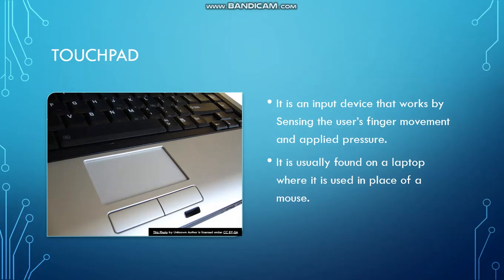Touchpad. A touchpad is an input device that works by sensing the user's finger movement and applied pressure. Basically, in a laptop you will be able to see a touchpad. In a laptop we can use a mouse as well, but there is a touchpad. It basically works as a mouse, and it's usually found on a laptop where it is used in place of a mouse. So basically we can see a touchpad in a laptop, not in a desktop.